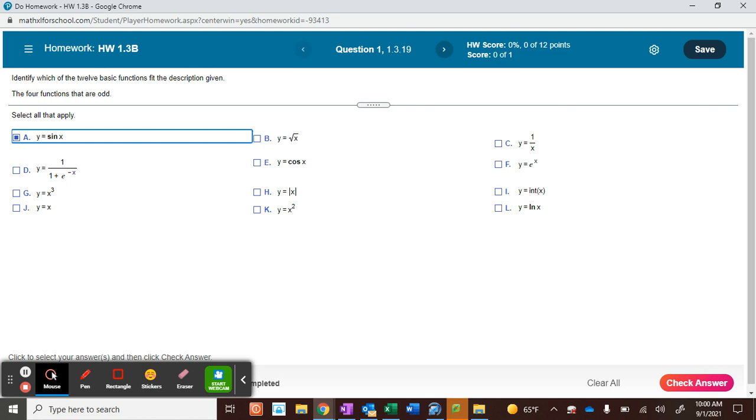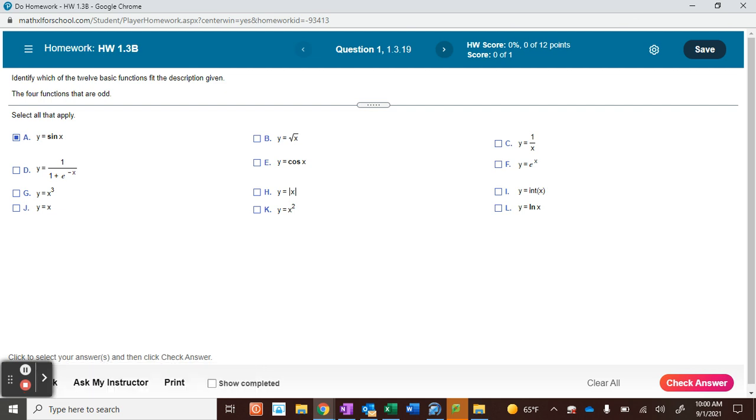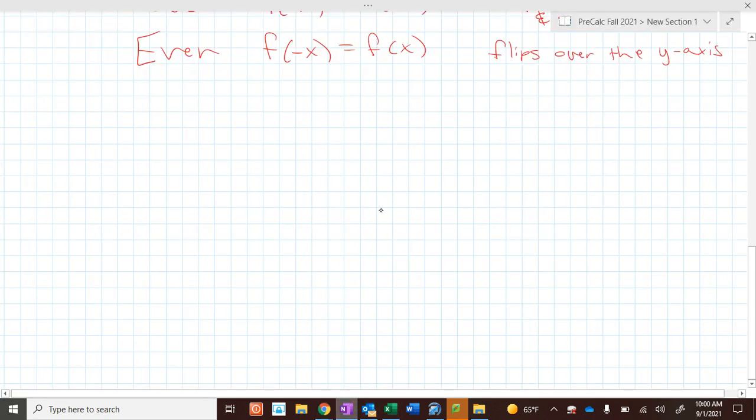What does y equal the square root of x look like? Okay? Oh, I tell you what. Some days my computer doesn't want to cooperate with me.